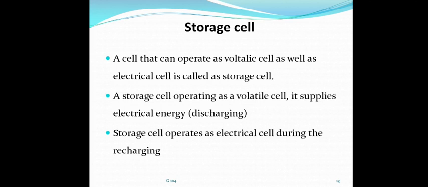Are you able to follow? So a storage cell or a battery is the device which acts as both an electrolytic cell and a galvanic cell. When we are using it, it acts as a galvanic cell, that means it produces electricity. When we are charging or recharging it, it is acting as an electrolytic cell. The simple example is your mobiles. How are they working? You are not putting any wire. There are some batteries inside it.